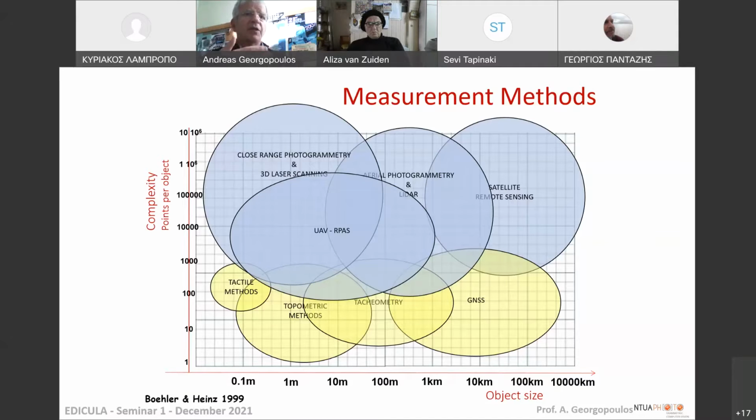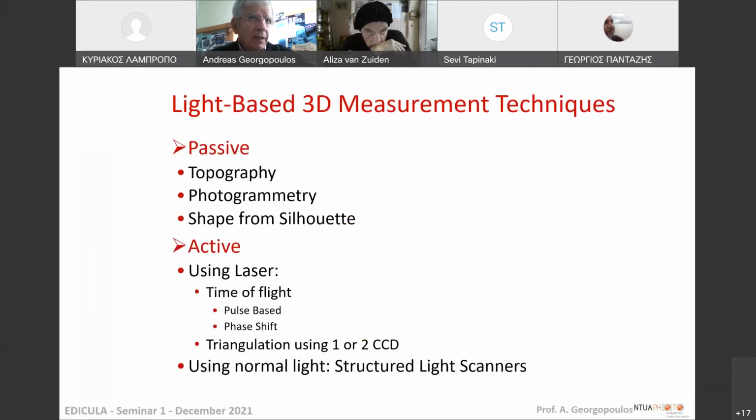You see a difference in color. The methods on the bottom are yellow and the methods on top are blue. Their difference is that the blue methods use images, while the yellow methods do not use images. Okay, so this is the only difference. And you see that there are some overlaps between the areas where each method is more suitable to be applied. So we will focus more on the light-based 3D measurement techniques.